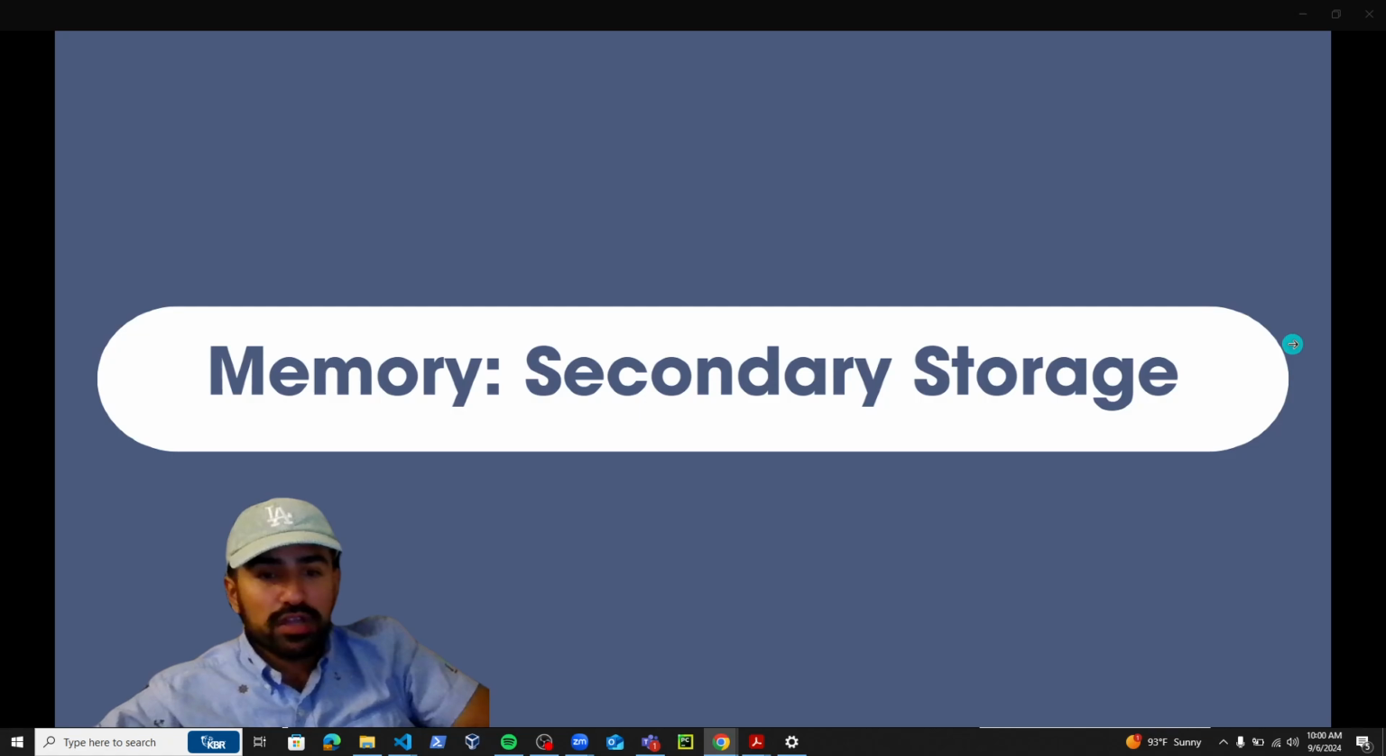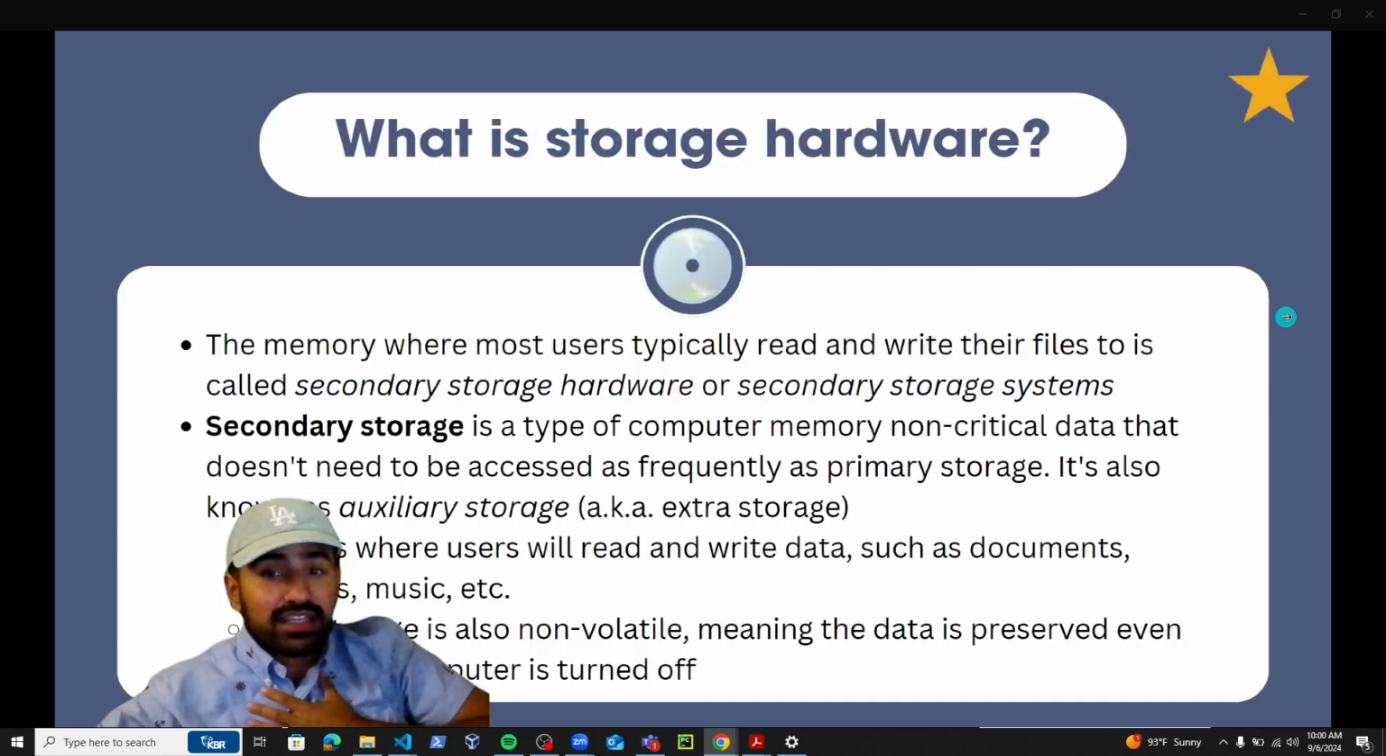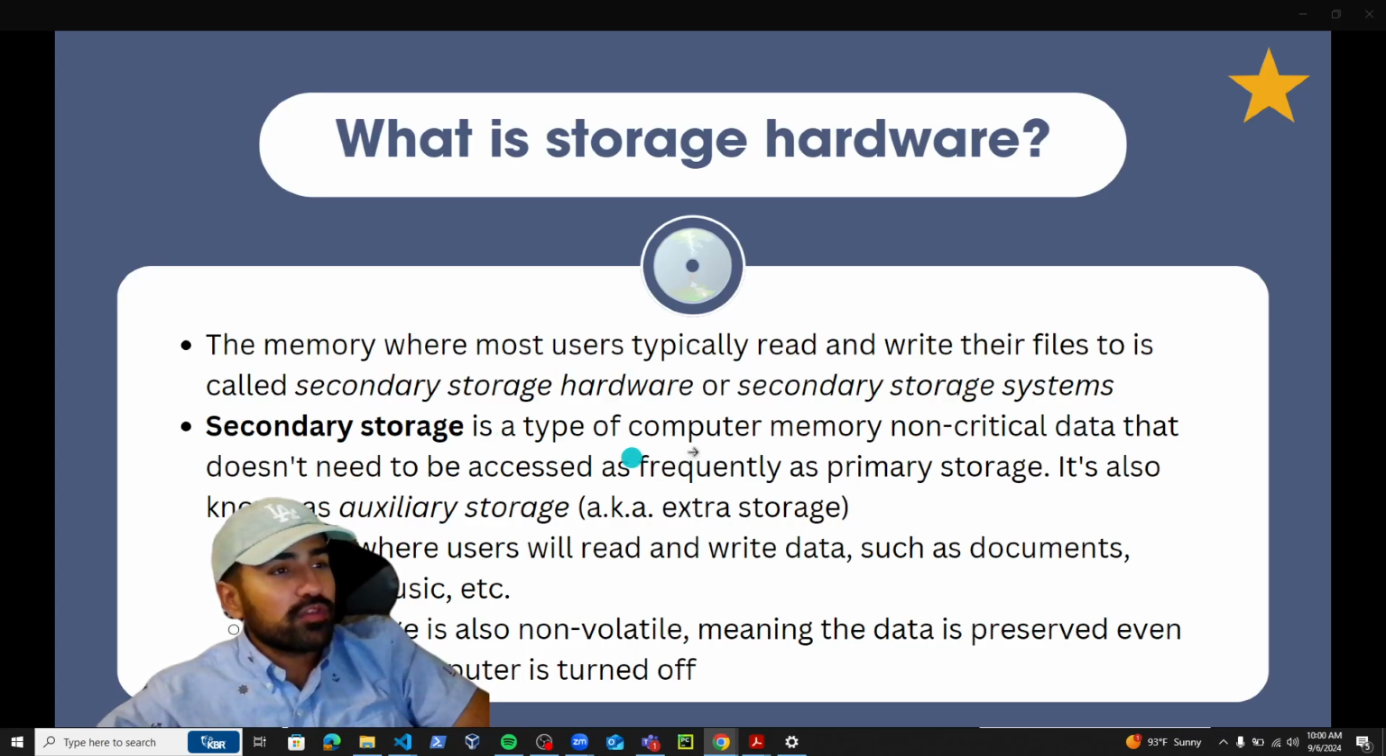So of course, the memory we're more used to is secondary storage. So what is storage hardware? The memory where most users typically read and write their files is called secondary storage hardware, or a secondary storage system. Secondary storage is extra storage. It's a type of computer memory where non-critical data that doesn't need to be accessed as frequently as primary storage is stored. It's also known as auxiliary storage, which is just a fancy word for extra storage.